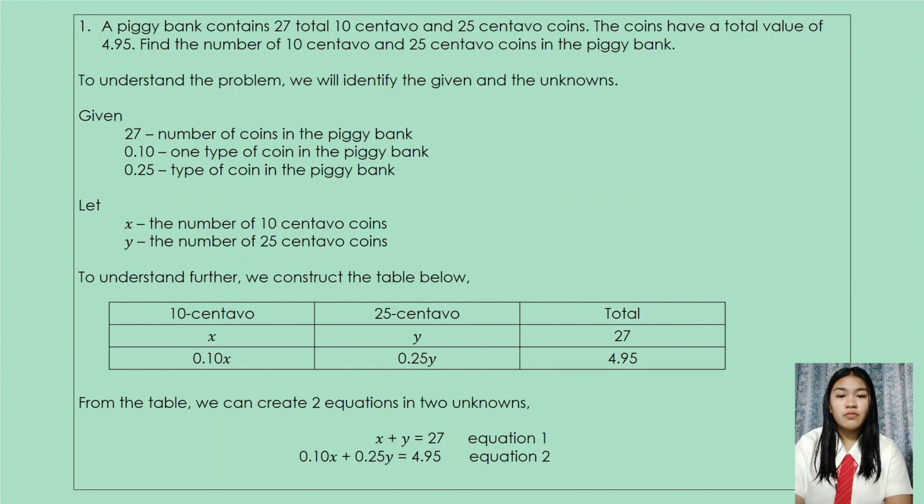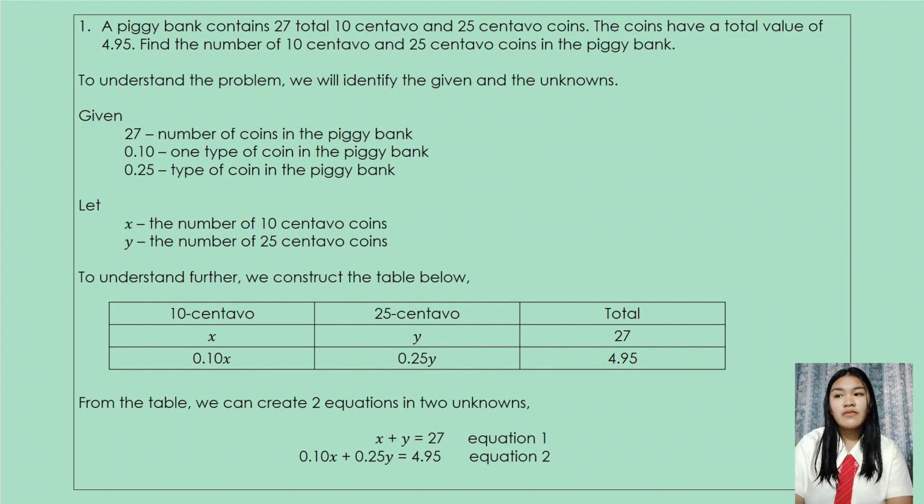So to understand the problem, we will identify the givens and the unknowns. For our givens, we have 27, which is the number of coins in the piggy bank, the 0.10, one type of coin in the piggy bank, and the 0.25, the other type of coin in the piggy bank. Let X be the number of 10 centavo coins and Y the number of 25 centavo coins. To understand further, we construct the table below so we can see it in our PowerPoint presentation.